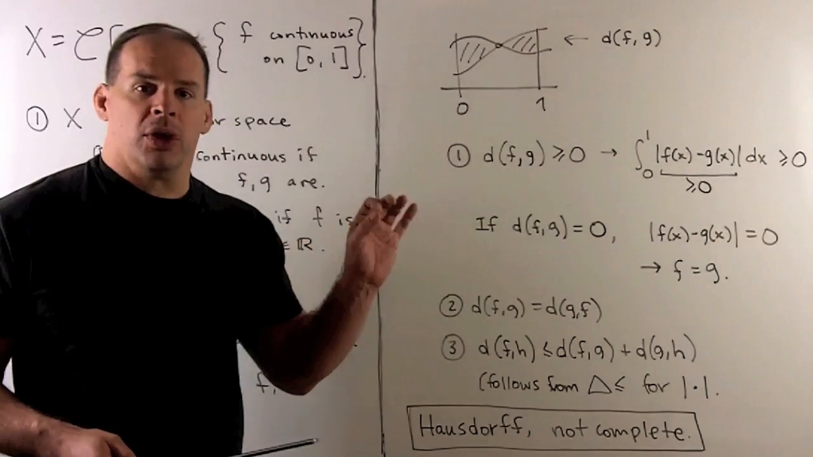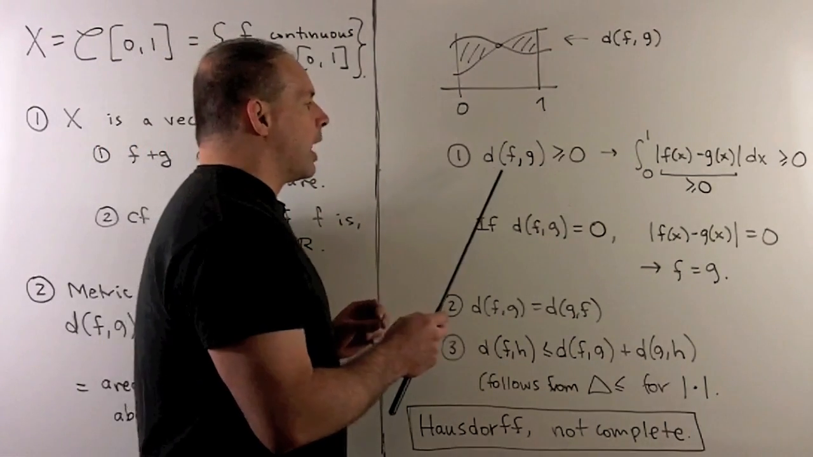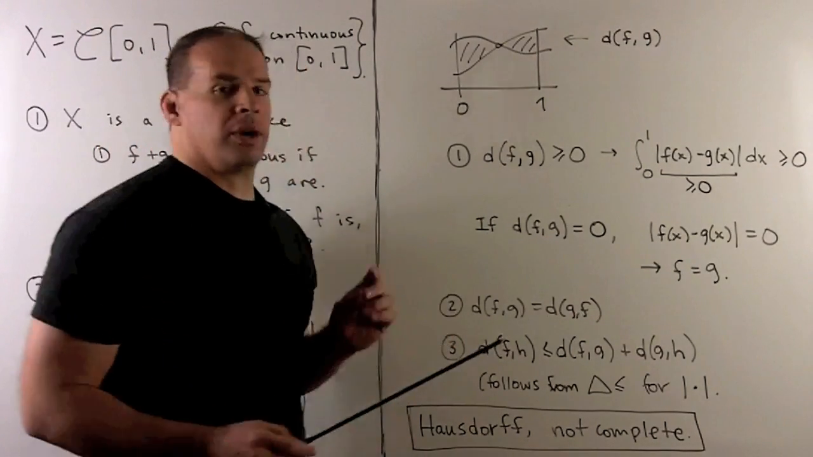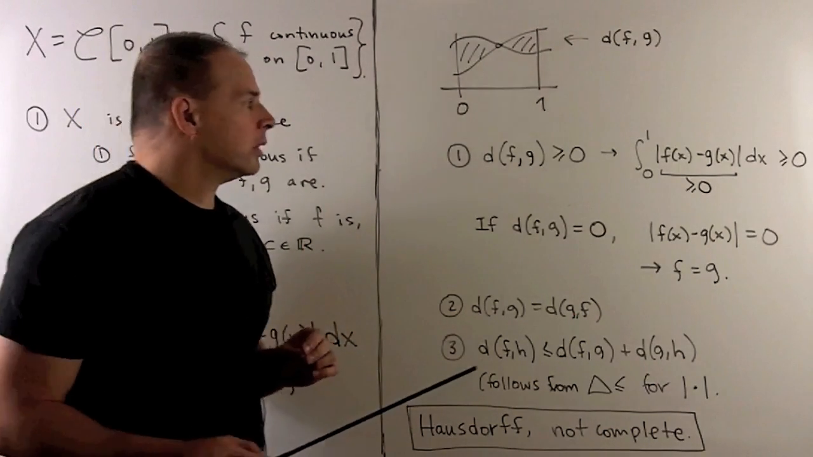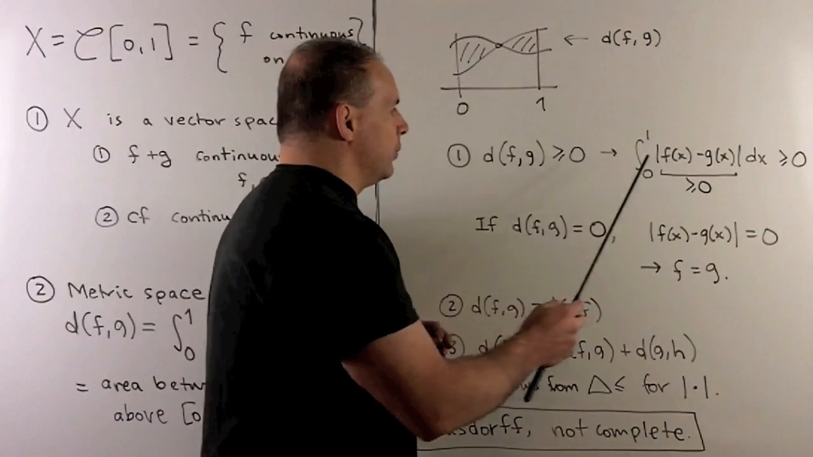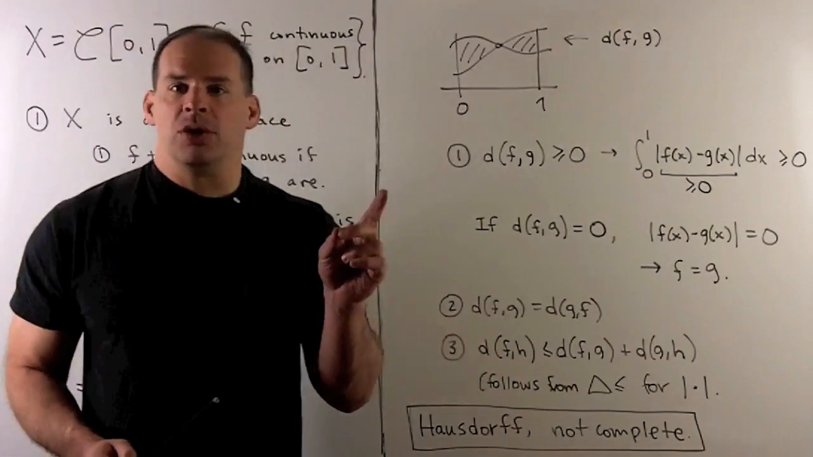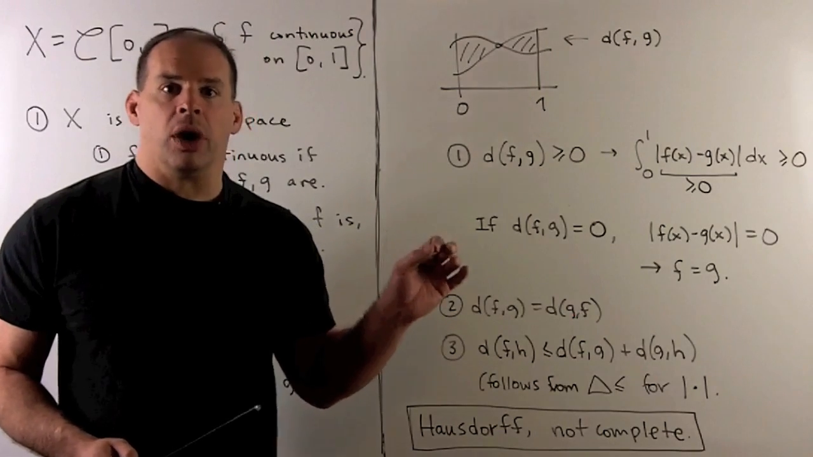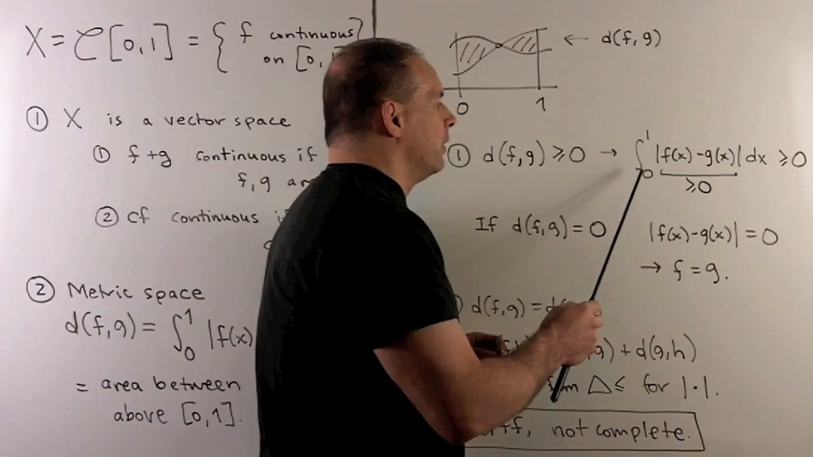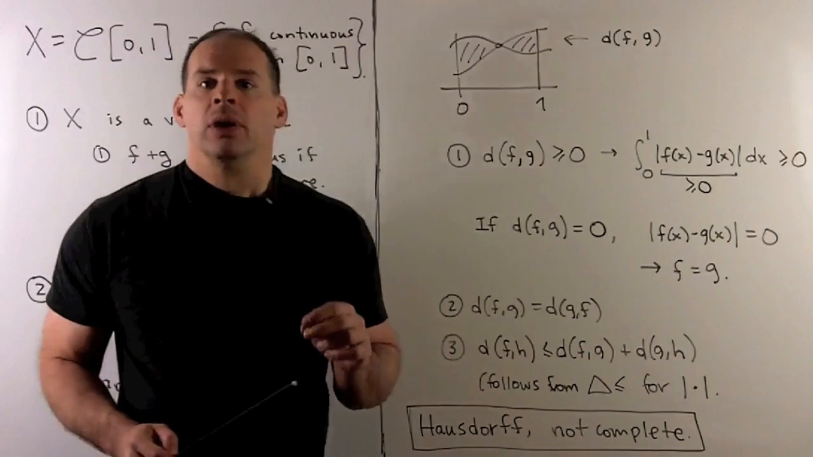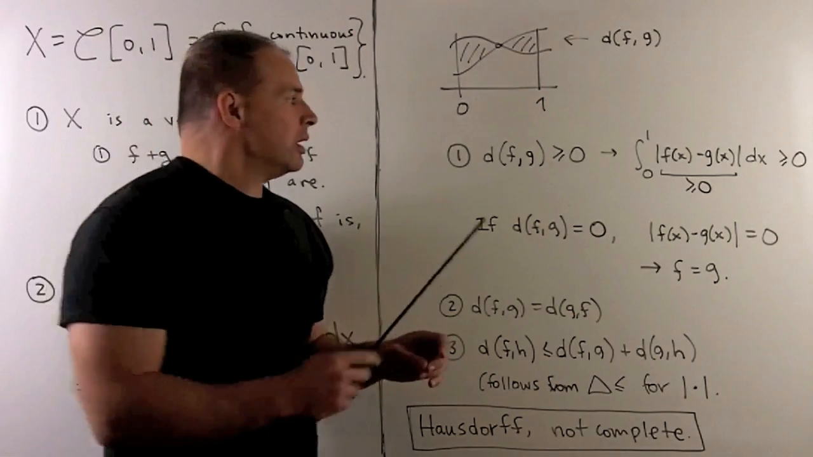Now, we should show that we have a metric, so we have to show the three properties. First property: the distance between any two points is greater than or equal to 0, and equal to 0 if the two points are equal. Now, if we take the difference between f and g, take the absolute value, that's a continuous function that's greater than or equal to 0. So if we take the area under this function above [0, 1] on the x-axis, we're going to get an area which is always greater than or equal to 0. So this holds.